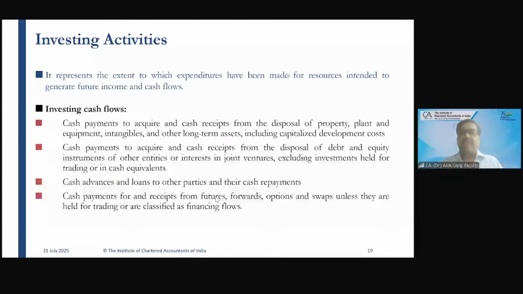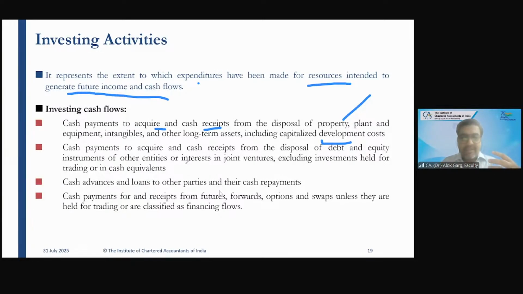Investing activity. What is investing activity? We have already discussed. It represents the extent to which expenditure has been made for resources intended to generate future income and cash flow. Means investment in long-term assets and investments which are not cash equivalents. For example, cash payment to acquire and cash receipts from the disposal of fixed assets, intangibles, other long-term assets, including capital work in progress. Cash payment to acquire and cash receipts from the disposal of debt and equity instruments of other entities, not own entity, other entities.